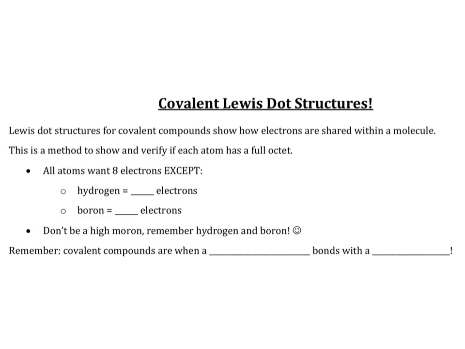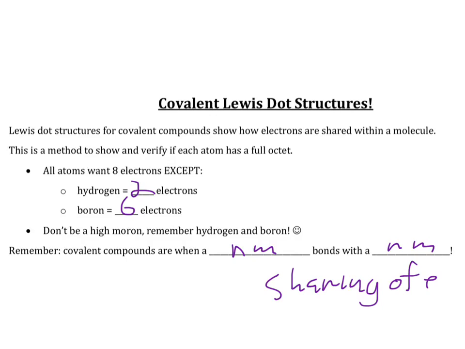Hydrogen is okay having two electrons in its outermost energy level, and boron is okay with six electrons. All other atoms want to have eight though. All atoms want to have eight electrons in their outermost shell. Now covalent compounds are when a nonmetal bonds with a nonmetal, again, and there is a sharing of electrons.